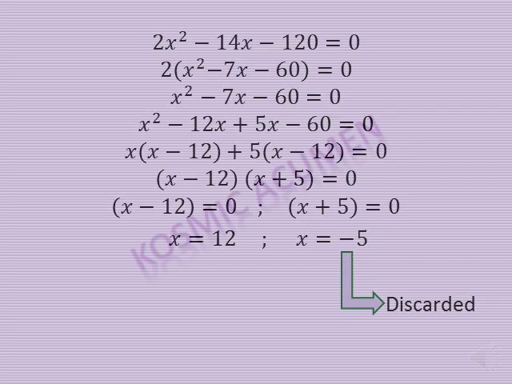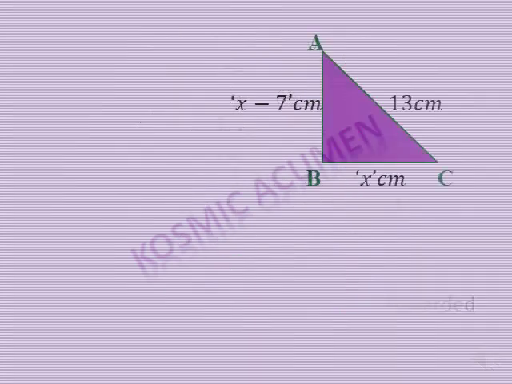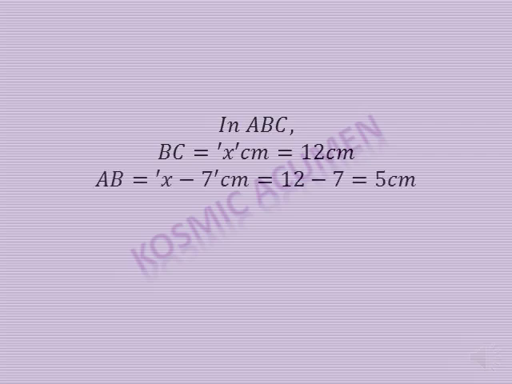So what we'll do is we'll simply have to discard the negative value, that is x equal to minus 5. And we'll be left with x equal to 12. So we see that in this triangle ABC, the base is equal to 12 centimeters. And the altitude is equal to 12 minus 7 equal to 5 centimeters.